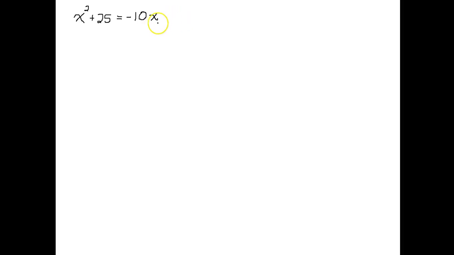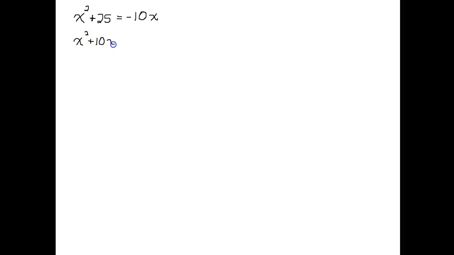Well, first of all, this is not in standard form. I don't see a 0 on one side. That's a big red flag going, oh, I've got to get this in standard form because I need a 0 on one side. So I'm looking at this, and x squared plus 25 I really can't do a whole lot with. There's no simplifying or anything there I can do. But I've got this negative 10x over there on the right, and I need 0 over there on the right. So I'm going to go ahead and add 10x to both sides.